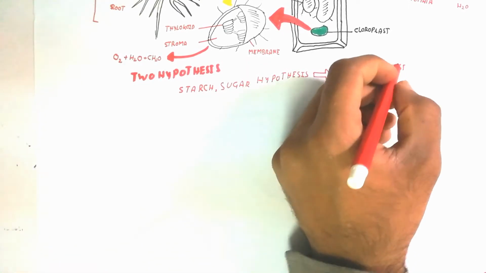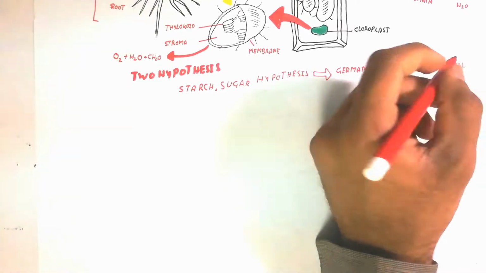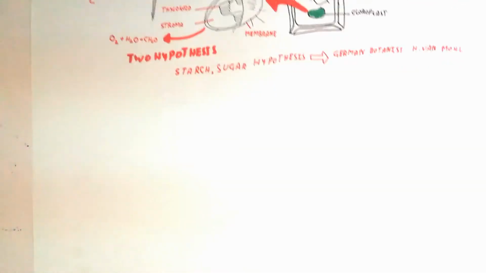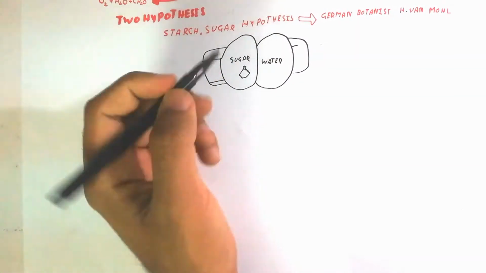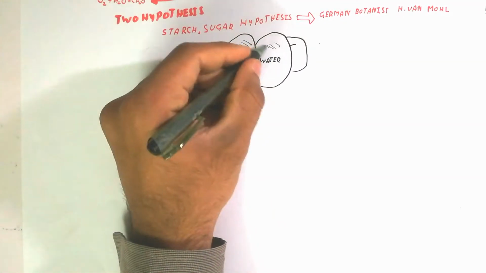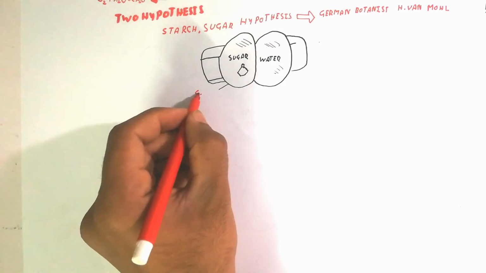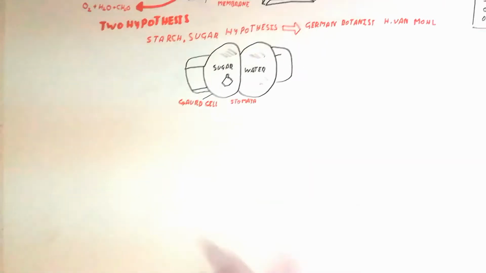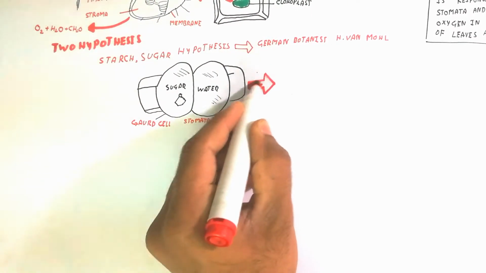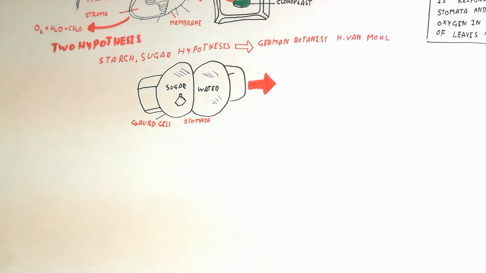There are two hypotheses that we will discuss now about stomatal opening. The stomata is made up of guard cells, two guard cells in the form of a kidney shape. So here we will discuss the starch sugar hypothesis first. The German botanist H. van Mohl proposed that.